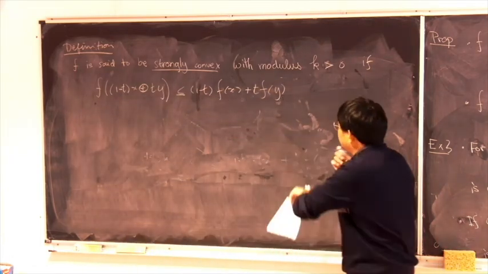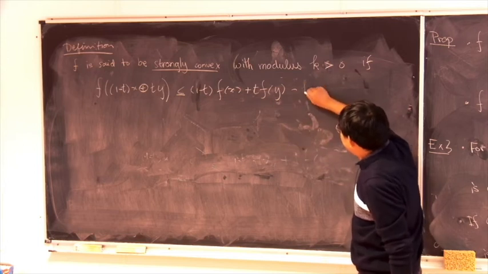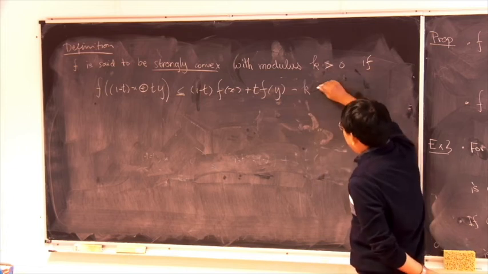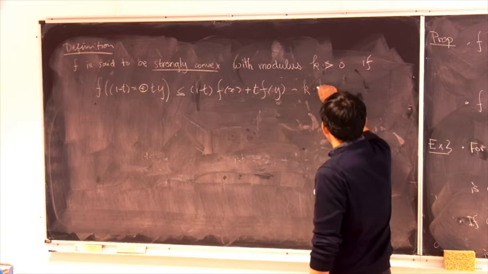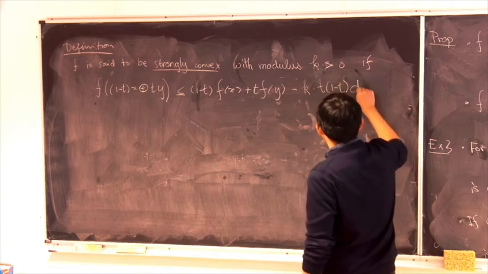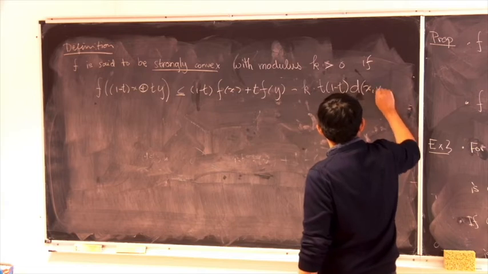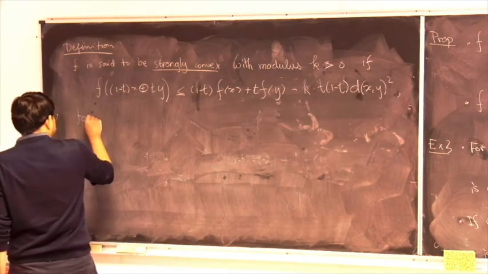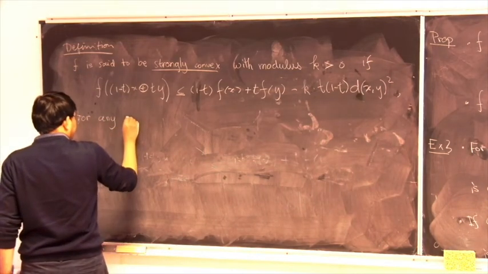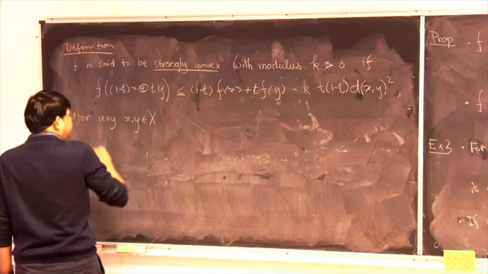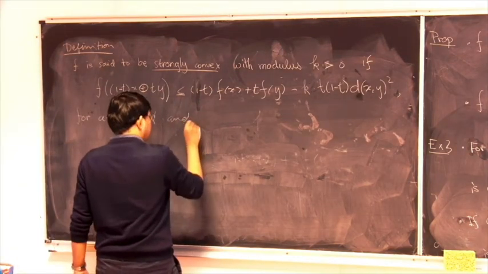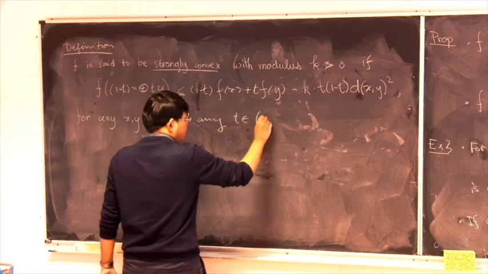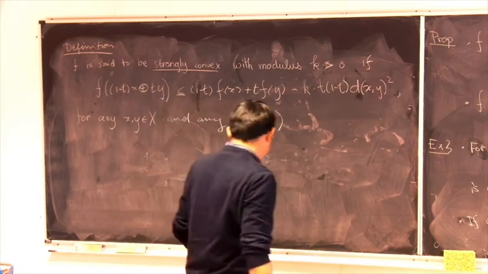Now comes the strongly convex part, minus some k. This k here is actually the modulus, times t times (1 minus t), and then the distance between x and y squared. And this has to hold true for any x and y in the space, and any t from the open interval 0 to 1.